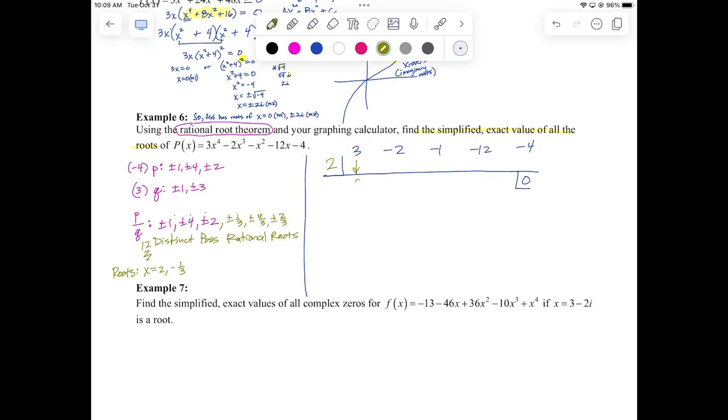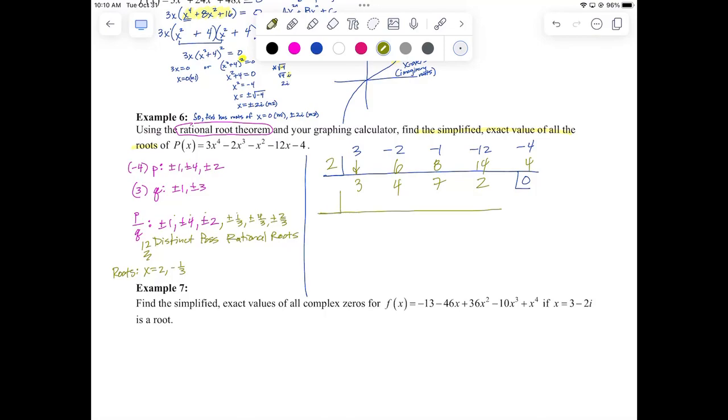All right, bring down the 3, multiply, you get 6, add, you get 4, multiply, you get 8, add, you get 7. That gives you 14, that gives you 2, that gives you 4, and we got a 0, just like we knew. So those are the coefficients now of the remaining cubic. But we don't need those because we've got another root.